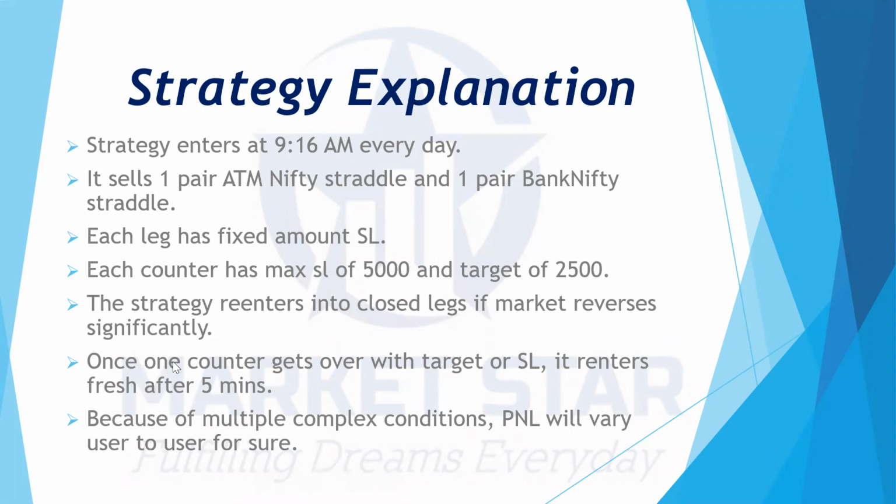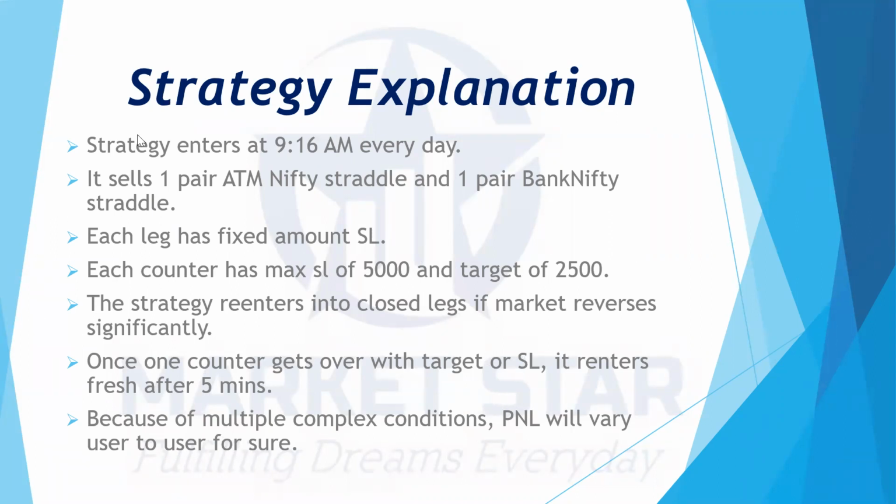Okay, once one counter gets over, suppose 2500 का प्रॉफिट हो गया या फिर 5000 का लॉस हो गया, whatever it may be, suppose the strategy gets exited. So whenever the strategy gets exited, एक बार जब टारगेट या स्टॉप लॉस होके स्ट्रेटेजी एग्जिट हो जाता है, तो स्ट्रेटेजी फिर से री एंट्री लेता है कितने टाइम के बाद, 5 मिनट के बाद.